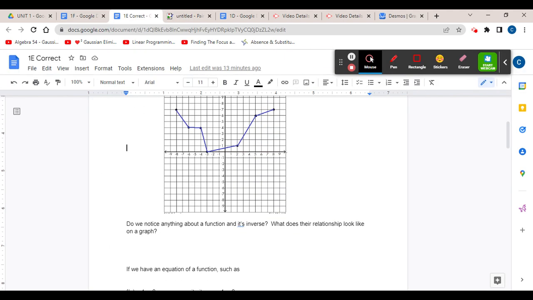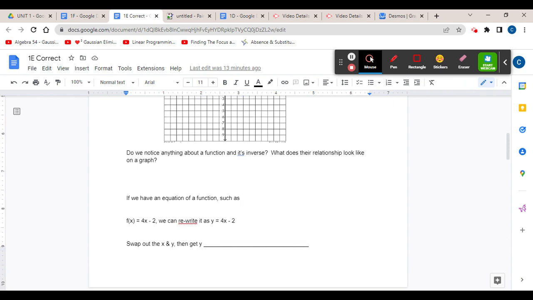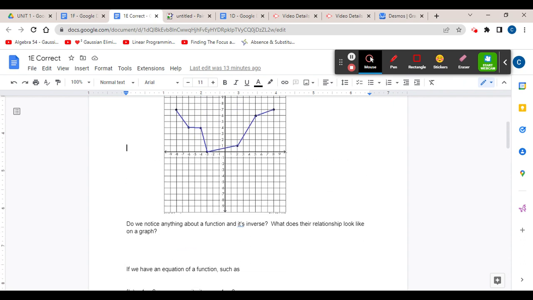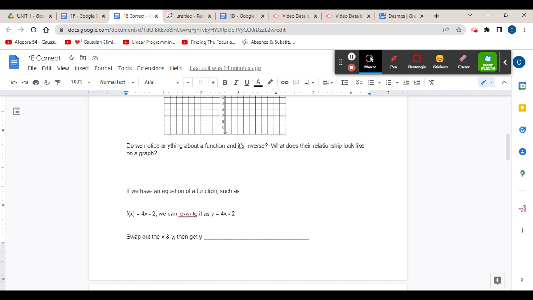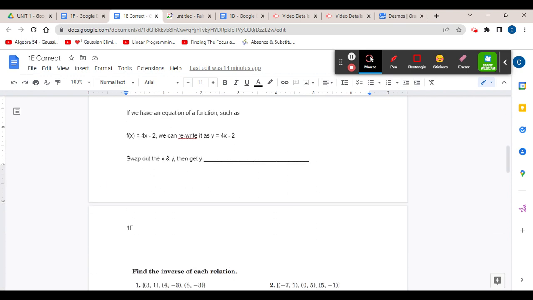Coming back to our notes, I want you to see if you notice anything about the function and its inverse. What does it look like on a graph? If we look at the graph right here, see if we can come up with something from the picture about what it looks like. Now, if we have an equation, same deal, we just flip x and y.